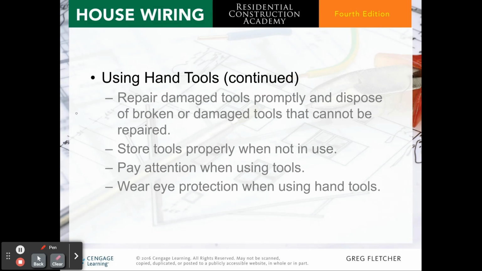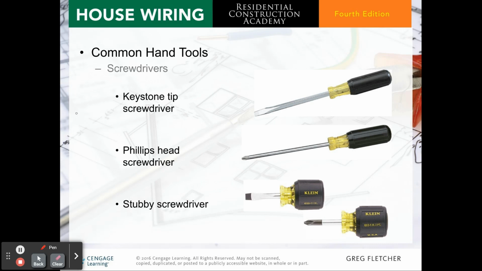Repair damaged tools promptly and dispose of broken or damaged tools that cannot be repaired. If you have any issue with any tool, please let me know immediately so it can be taken out of service. Store tools properly when not in use. Pay attention when using tools, and wear eye protection when using hand tools.